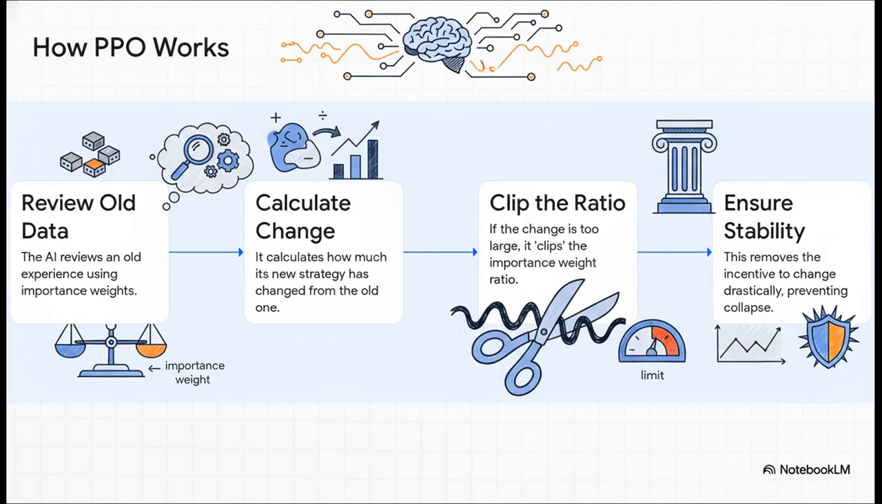It still looks at old data, but, and this is the key part, it puts a hard cap on how much it can learn from any one single memory. It literally clips the value. It's like the AI is telling itself, whoa, let's not get too carried away by this one thing that happened a while ago. And that simple move prevents it from making these huge, risky bets based on stale information.